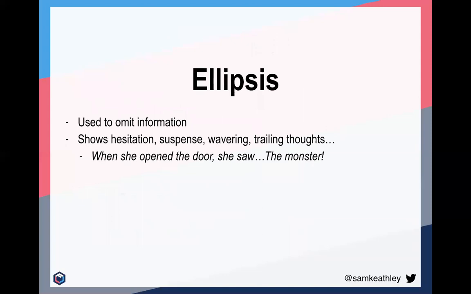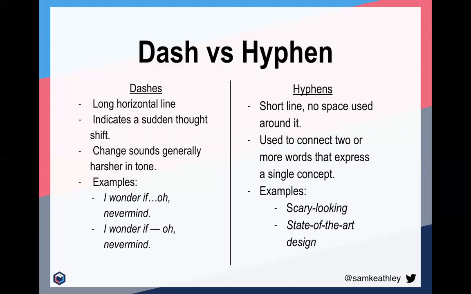The ellipses, and this is the singular of ellipses with IS if you wanted to do plural ES, is used to omit information. It also shows hesitation, suspense, wavering, trailing thoughts. This one's mostly used in those contexts when you want to just show suspense. You can use them to put a pause in your sentence, and you can also use dashes for that. So in that example there, I have a question. Go ahead.